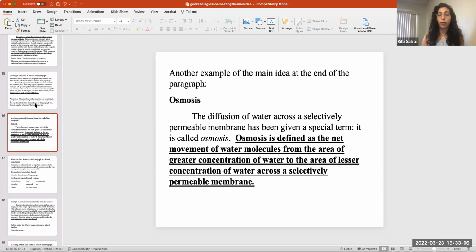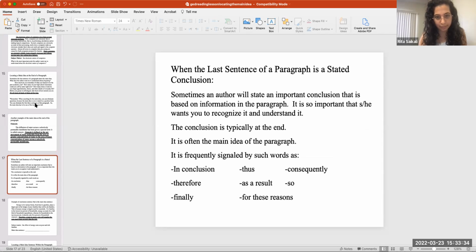So what is the topic of this paragraph? Osmosis. And what does osmosis do? What is it? It's the movement of water. It's the movement of water between two membranes. That's it. And we see that in the first sentence. We also see it in the last sentence. That's not one of my favorite examples, but it is what it is.